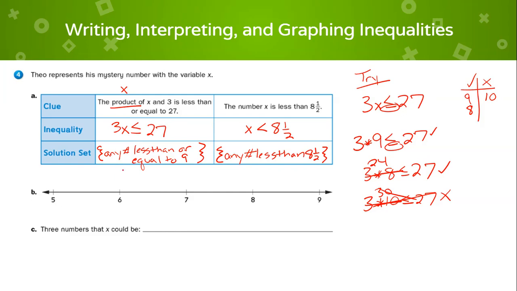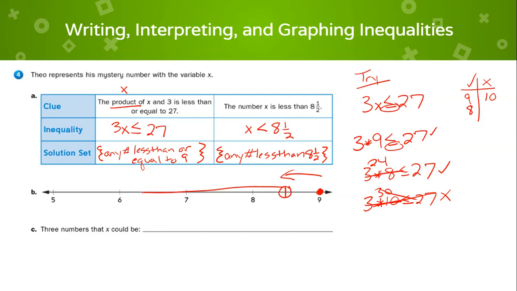So let's graph these. Any number less than or equal to 9. Here's the number 9. It can be equal, so I want a closed dot. And less than means we're going to be going to the left. Over here it says any number less than 8.5. Oh, I don't have 8.5, so I'm going to add that. It's just less than, so it's not equal to.